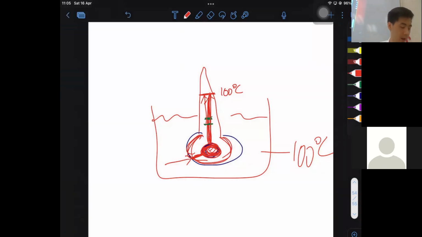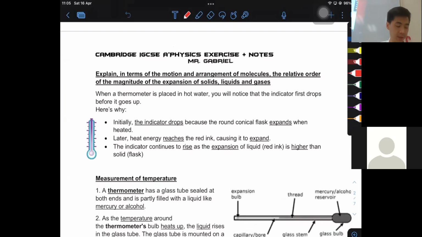Yeah, and then after that, what happens is because the glass is heated first, which causes the bulb to expand, the liquid level drops a little bit before rising towards the top, because liquid expands much more than solid, guys. So this is what we talked about last week.